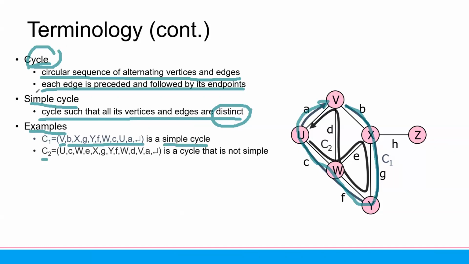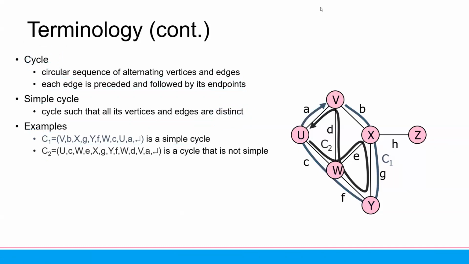What about C2? C2 starts from U, and then it goes to C, W, E, X, G, and then Y, F, W. Okay, so W appears 2 times. Then it is a cycle because it goes back again to U, but it visits W more than 1 time.